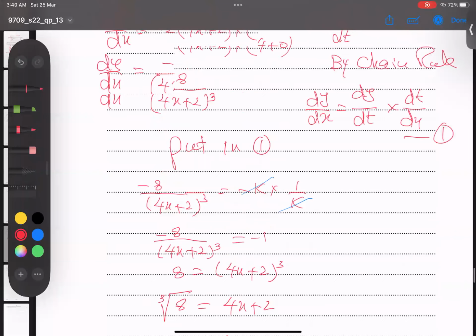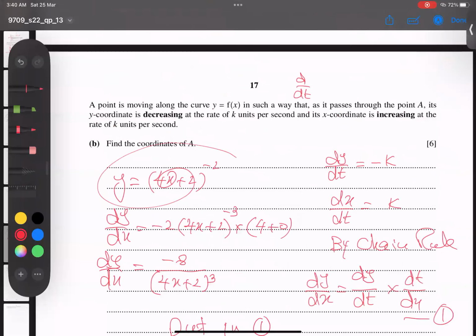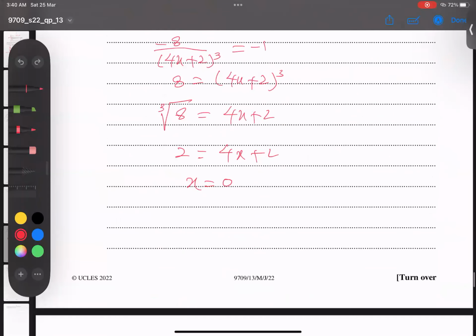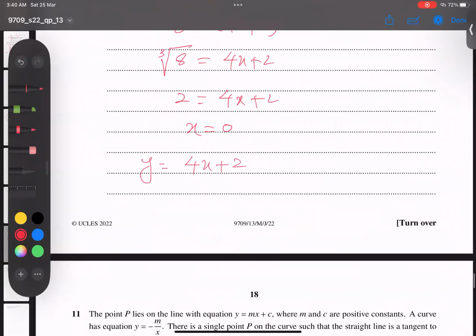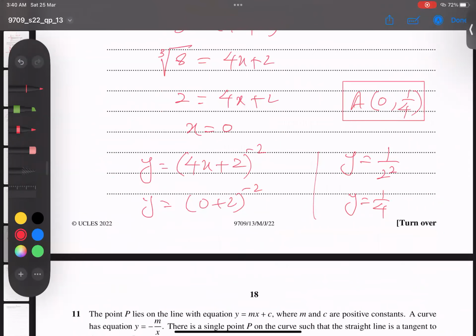And now I plug the 0 value back into the equation here. And when I plug it in, y equals, one minute, (4x plus 2) to the power negative 2. When I replace x with 0, so 0 plus 2 to the power negative 2, and it goes down. So 2 to the power positive 2, so it means 1 over 4. So the coordinate of A becomes (0, 1 over 4). So alhamdulillahi rabbil alameen. The point is very, very clear.